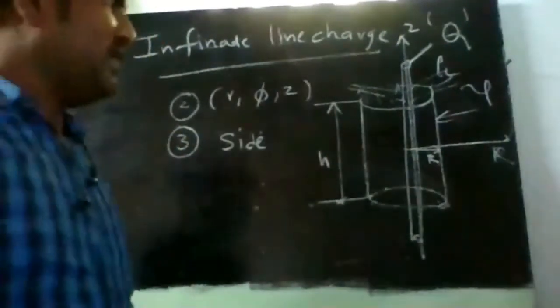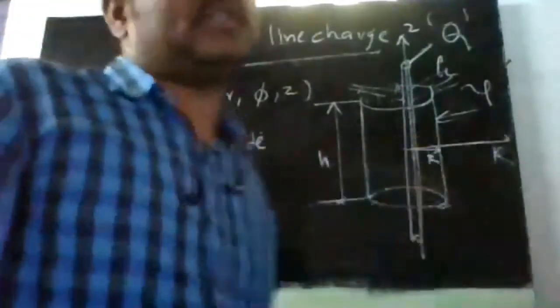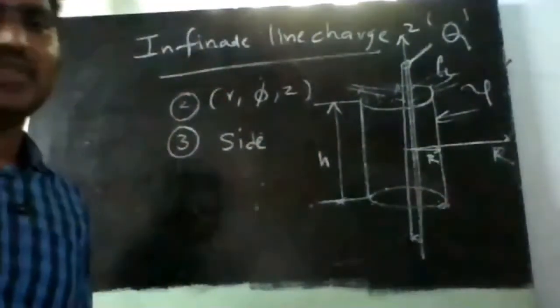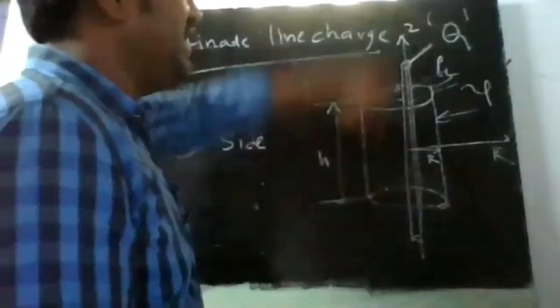So now what is the coordinate that matches with the side plane? What is the coordinate that is along the side? So right, see, this is the height, z axis.